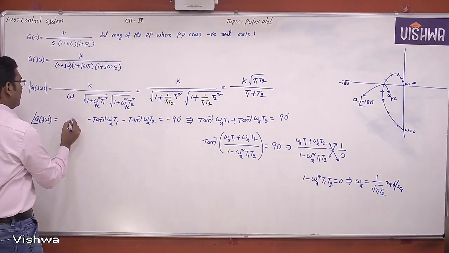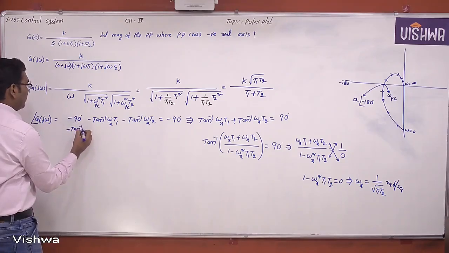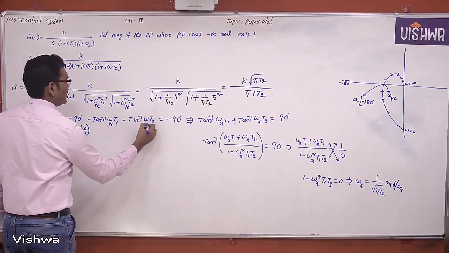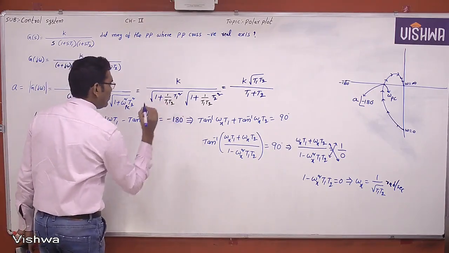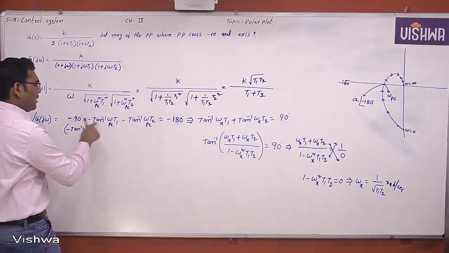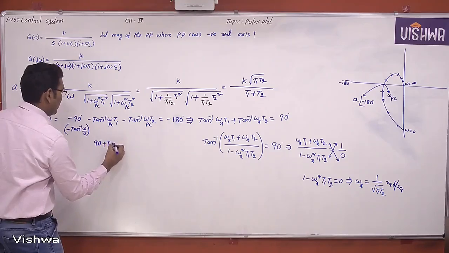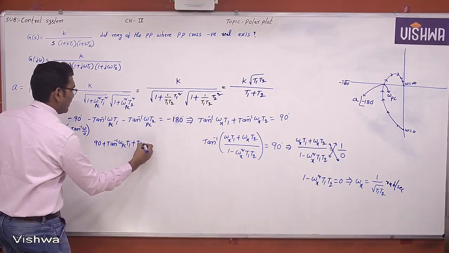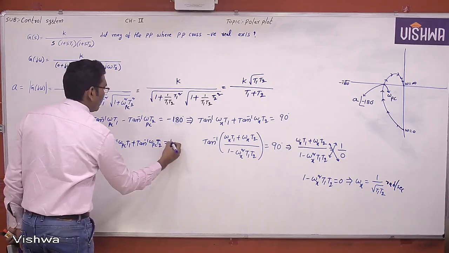So this is minus 90 degrees, minus tan inverse of imaginary part by real part. Therefore, minus tan inverse. Now this is the phase crossover frequency because this phase angle is exactly equal to minus 180 degrees. Now minus, minus, minus cancel. Therefore 90 degrees plus tan inverse omega pc t1 plus tan inverse omega pc t2 is equal to 180 degrees.